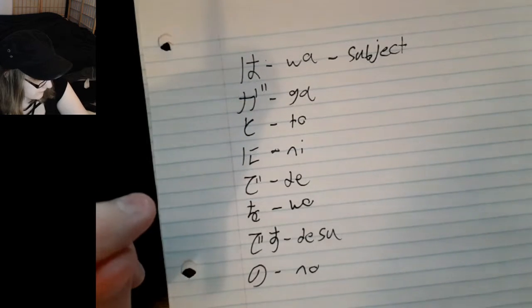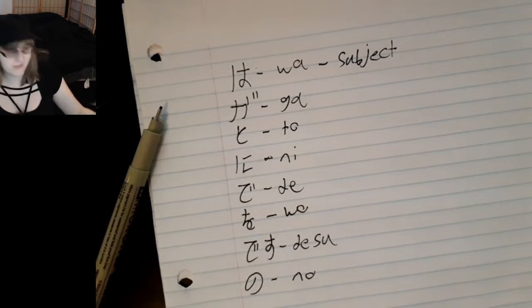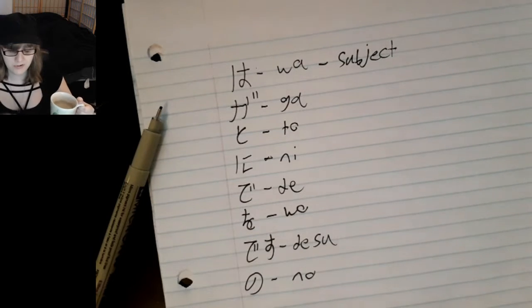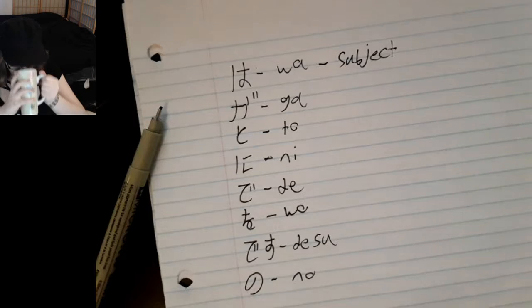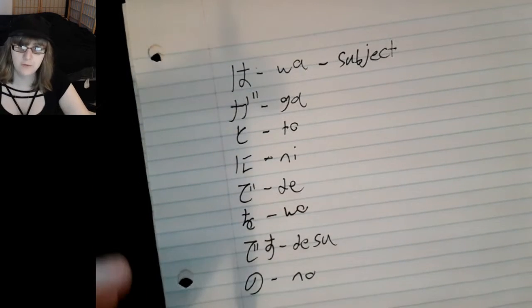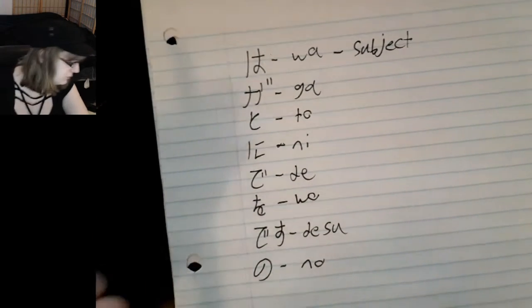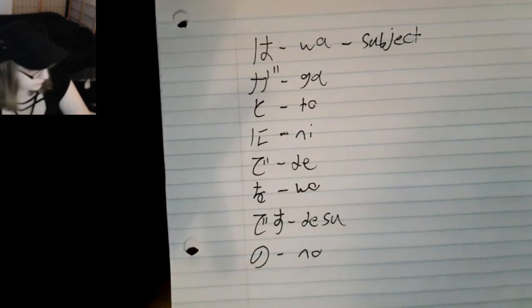For example, if I said my tea is cold, I would say watashi no kocha wa samui desu, no concerning my tea. My tea is cold. Samui being an adjective for cold, but we'll get into that later. Actually, do we have time to hit up adjectives? Nah, I'll save that for next stream. We'll just hit up particles right now.